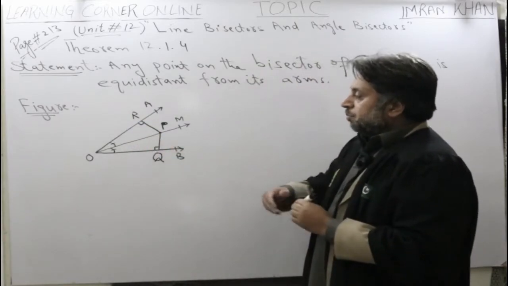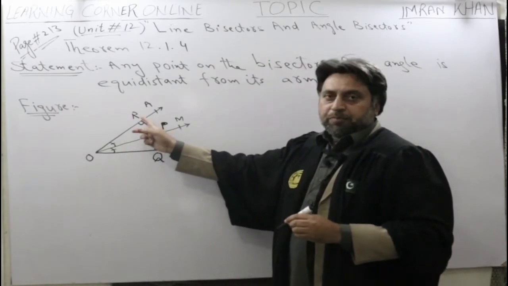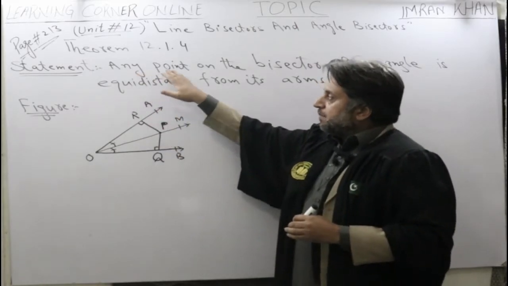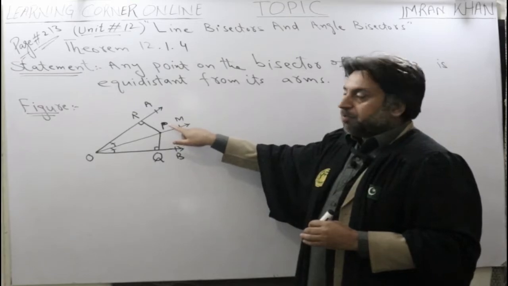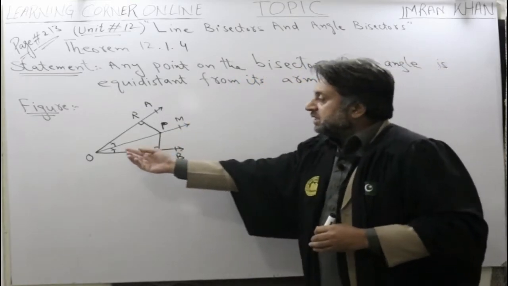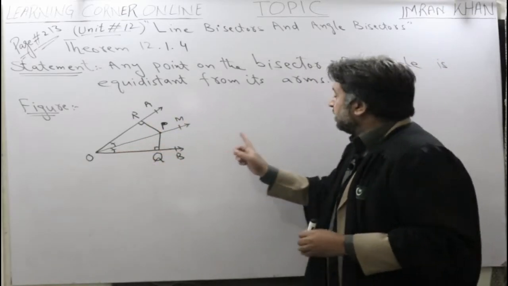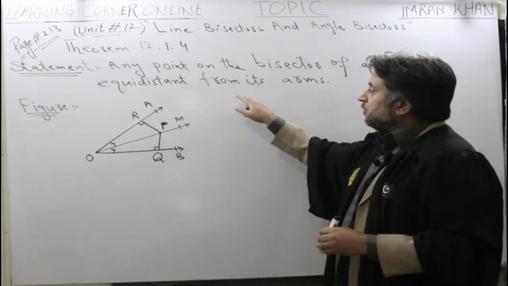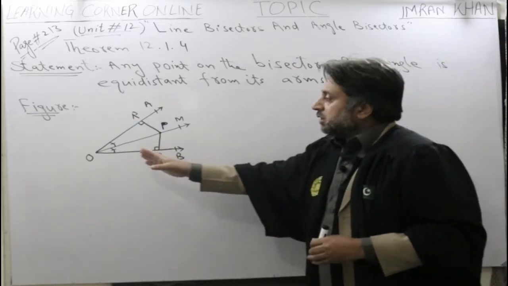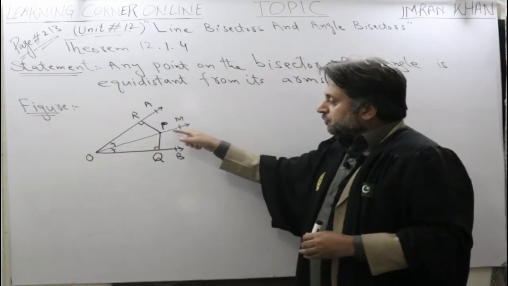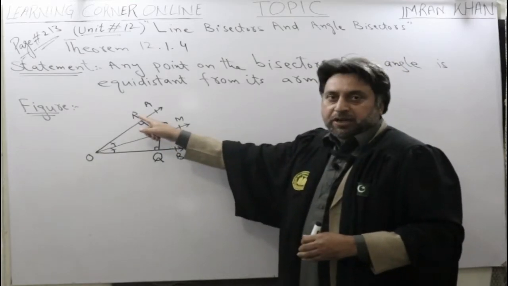It means that PQ is congruent to PR. We need to prove that PQ is congruent to PR. Any point, let's say that point is called P, on the bisector OM of angle AOB, is equidistant from its arms. The first arm is OA, and the second arm is OB. We need to prove that PQ is congruent to PR.